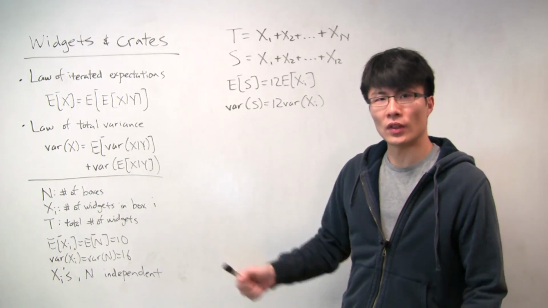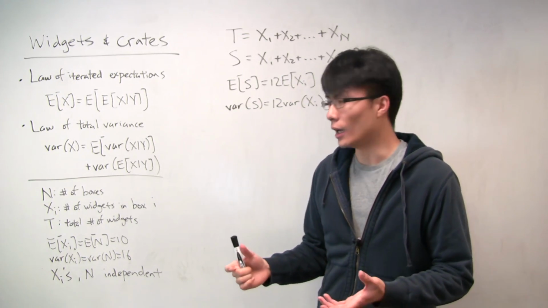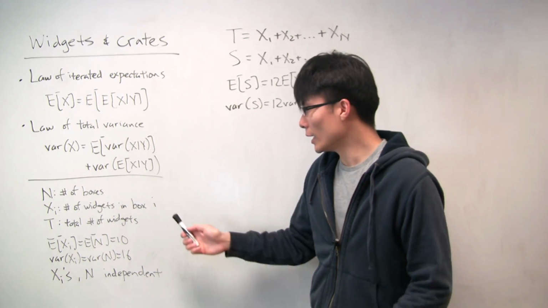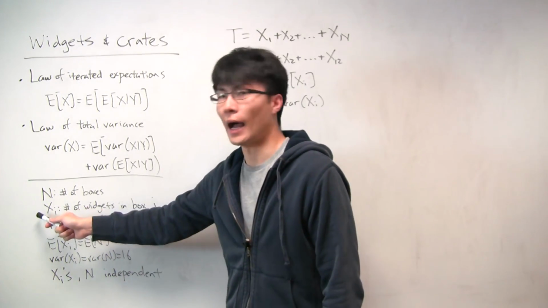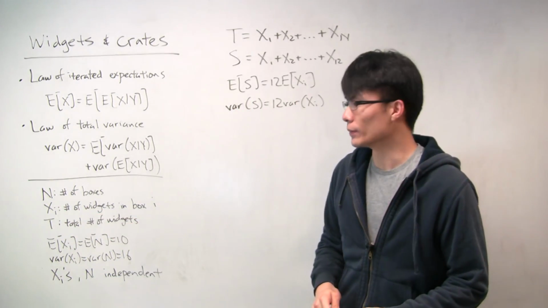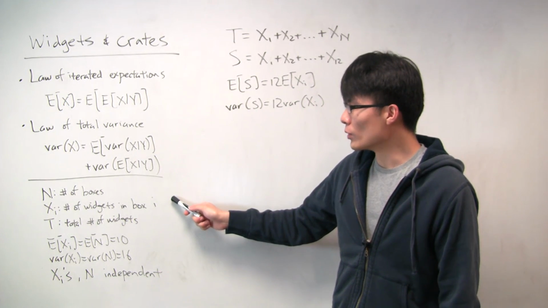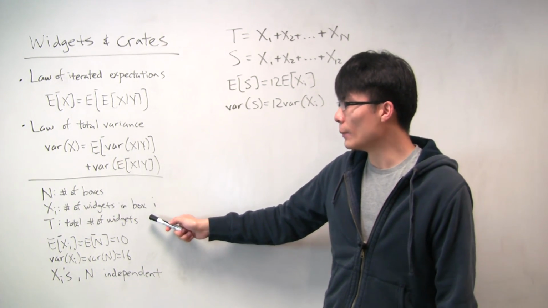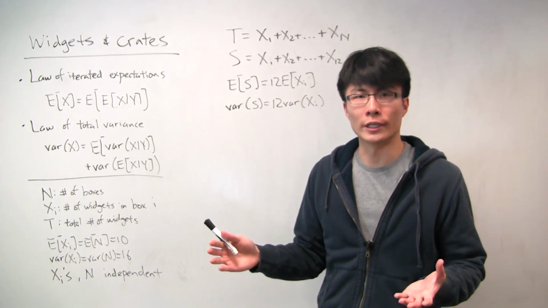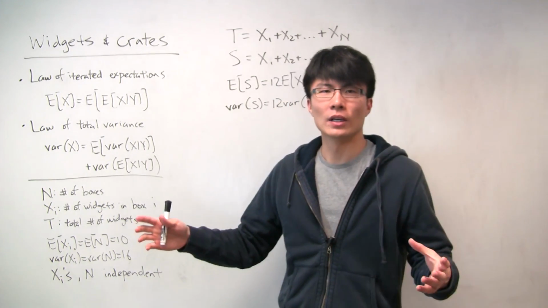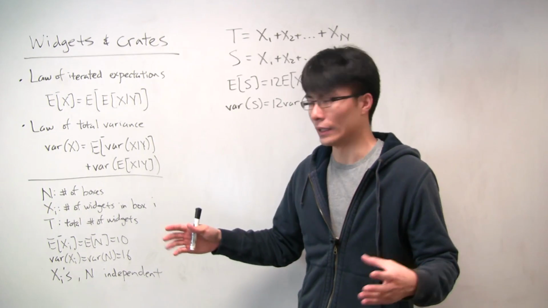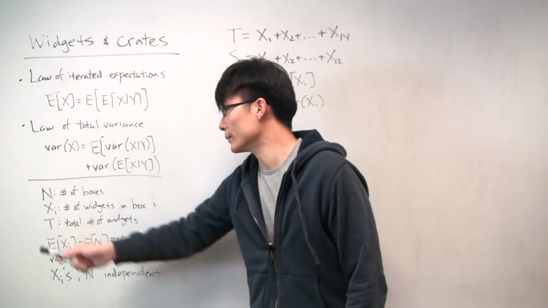And in each box, there are some number of widgets. And again, this is also random. In each box, say for box i, there are Xi widgets. What we're really interested in is how many widgets there are in total in this crate. So in the crate, there are boxes, and in the boxes, there are widgets. How many widgets are there in total within the crate? We'll call that a random variable T.